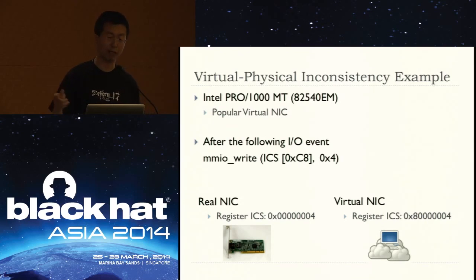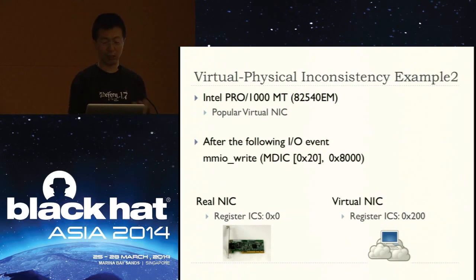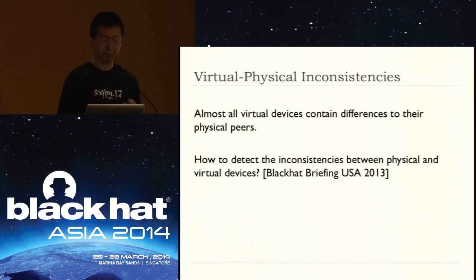For example, if we do a write to this ICS, which is the interrupt cause set register, the physical one and the virtual one actually behave differently. There's another one, about the MDI control. When you give it a value, again it has different behavior. The point is that when you implement a virtual device, especially a complex device, it is so hard to make them really behave the same in all the corner cases. And last year we had a Black Hat talk on exactly this topic, on how to find the differences between those. So I'm going to refer you to that.